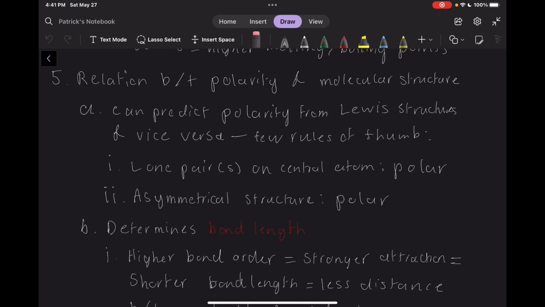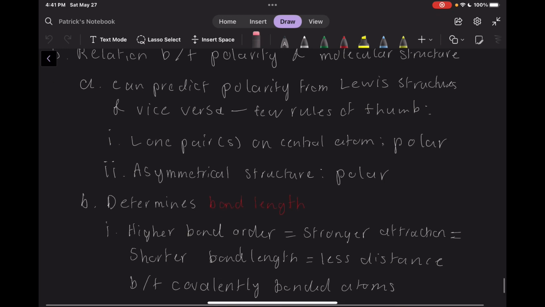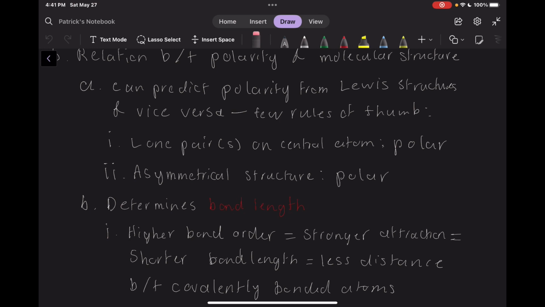Before we get into that, here are 2 quick rules of thumb. Firstly, if there are any lone pairs on the central atom, the molecule is most likely a polar covalent molecule. Secondly, if the Lewis structure is not symmetrical, the molecule is probably polar.